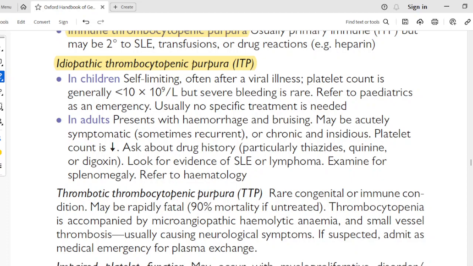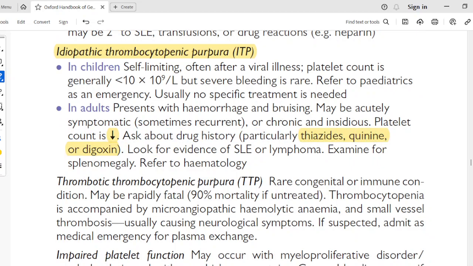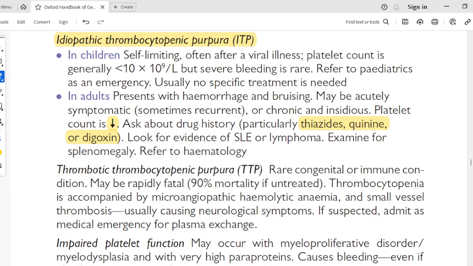In adults, present with hemorrhage and bruising, may acutely be symptomatic, sometimes recurrent, or chronic and insidious. Platelet count is reduced. Ask about drug history, particularly thiazides, quinine and digoxin, which cause reduced platelets. Look for evidence of SLE or lymphopenia. Thiazides, quinine and digoxin cause immune thrombocytopenic purpura, as do secondary causes such as SLE and lymphomas. Examine for splenomegaly, refer to hematology.